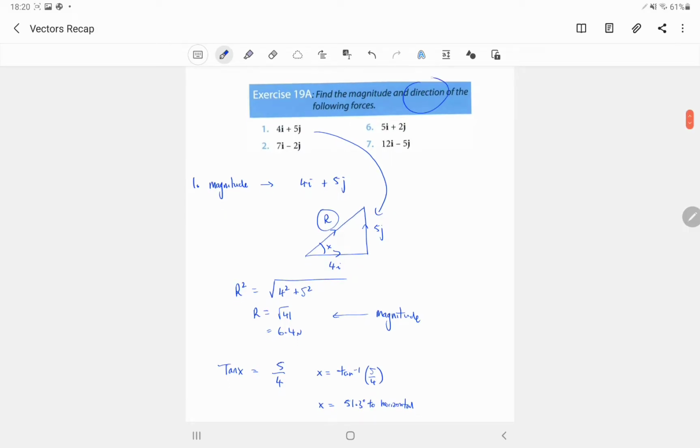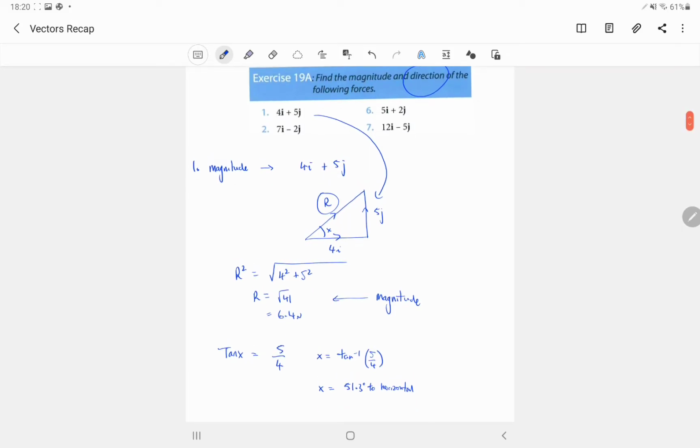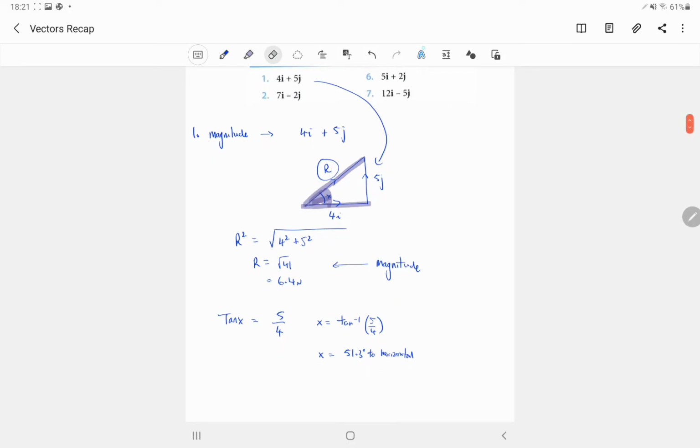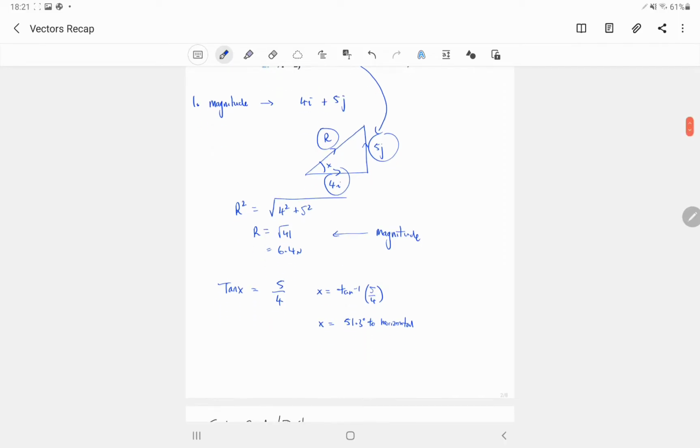It asks as well for the direction, and the direction that we want is the angle, this angle here, x. It's the angle between the magnitude and the horizontal part, so the angle attached to the i part. Therefore we're going to be doing tan of the angle. So tan of this angle x is equal to the opposite divided by the adjacent. We're just using the 5 and the 4, we don't include j and i, so we will do inverse tan of 5 divided by 4, and the angle is 51.3 degrees to the horizontal.